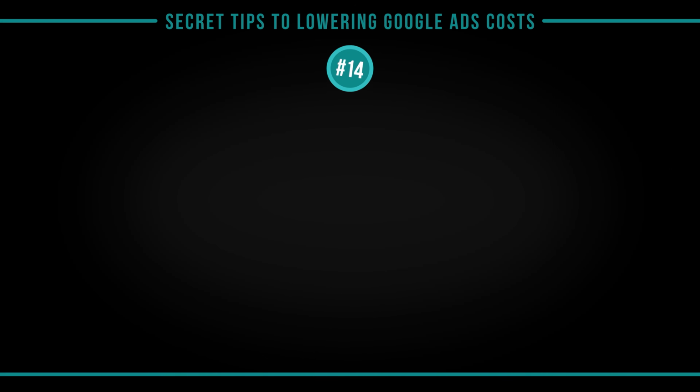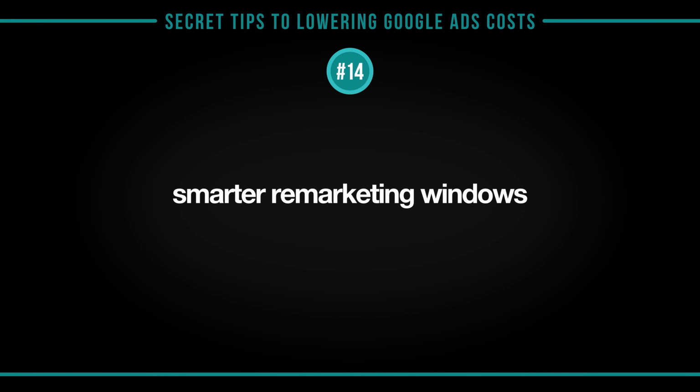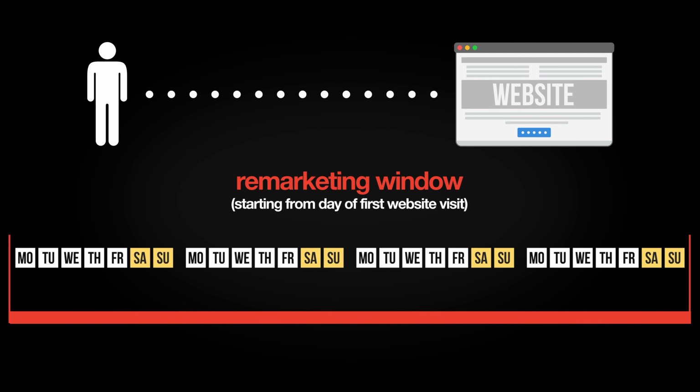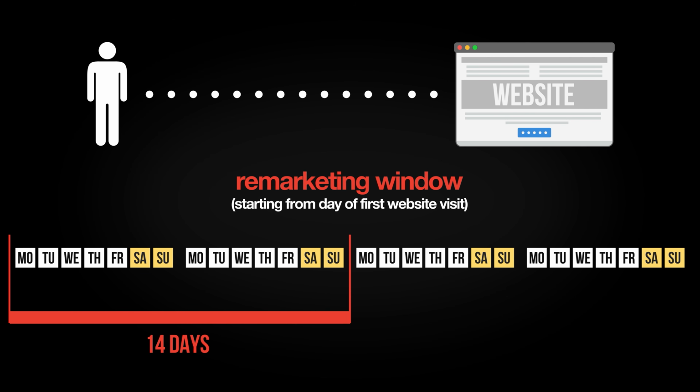And then number 14 is smarter remarketing windows. You can shorten your remarketing windows to only target people that have visited your website, for example, within 7 days or 14 days, as opposed to a longer time horizon. These are the people that are most likely to convert.